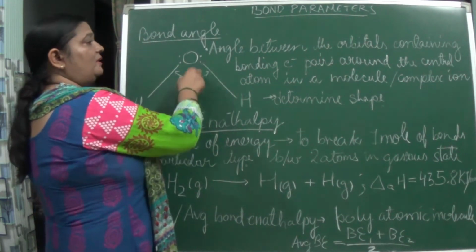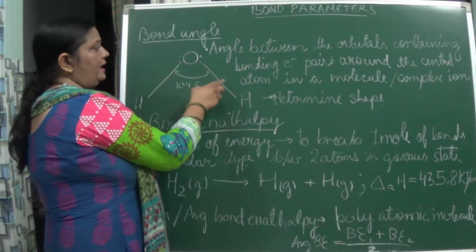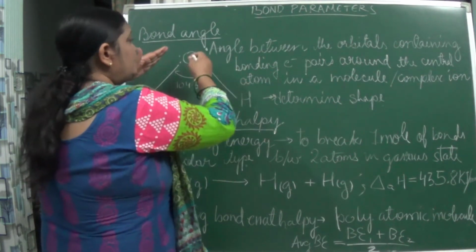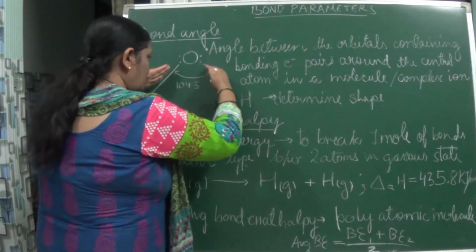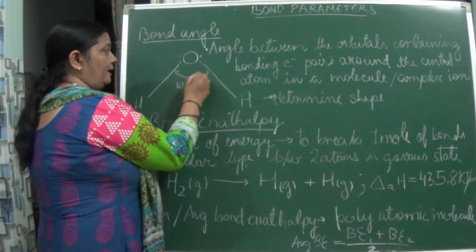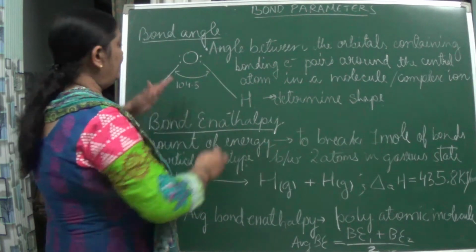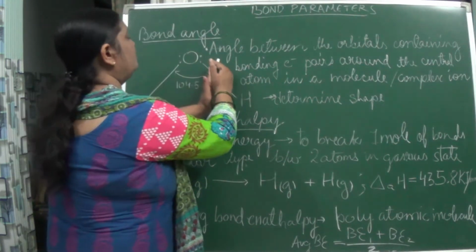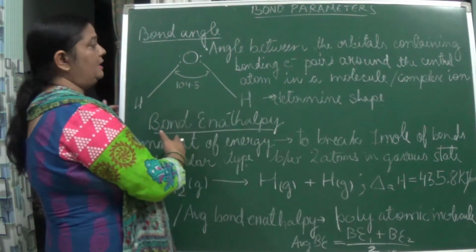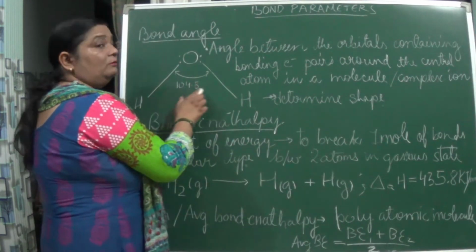Here at the central atom, the bonding pair electrons are present over here and the lone pair electrons are also present over here. So when we draw the lines through the bonding pair electrons, we get an angle, and that is known as the bond angle. Here you are seeing, here also bonded, here also bonded, so it forms a geometry, thereby forming an angle known as the bond angle.